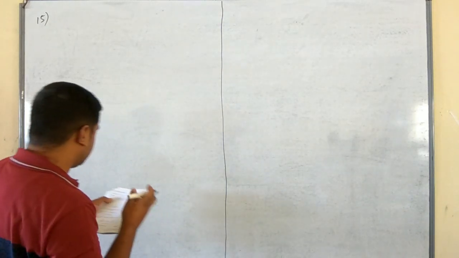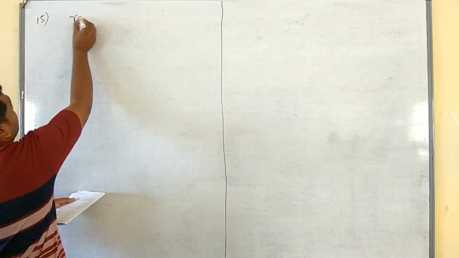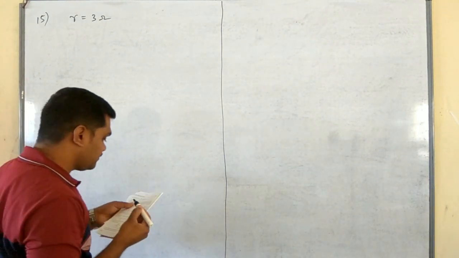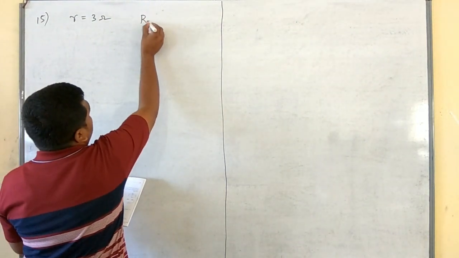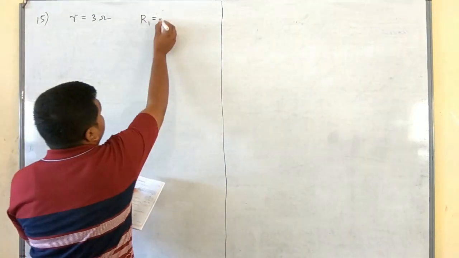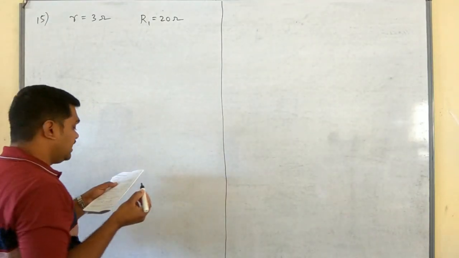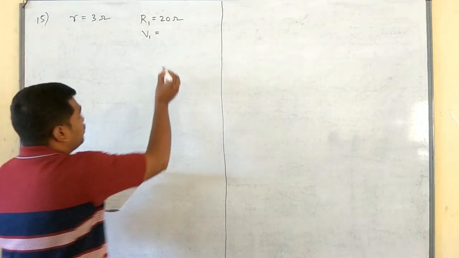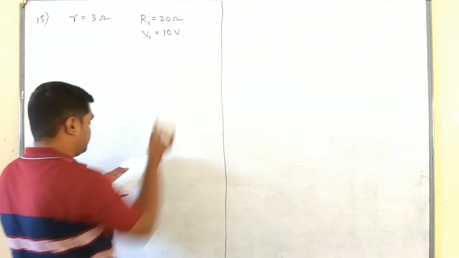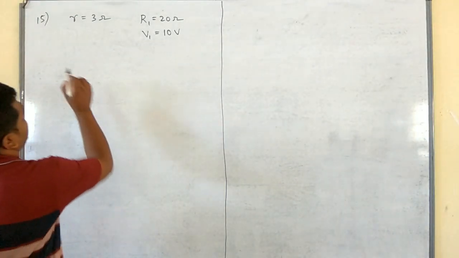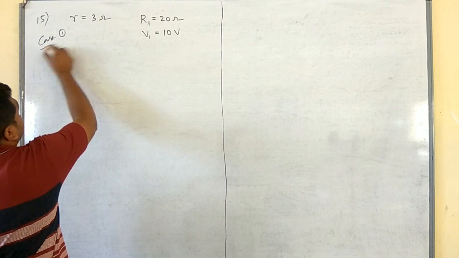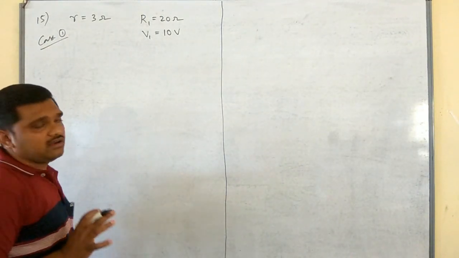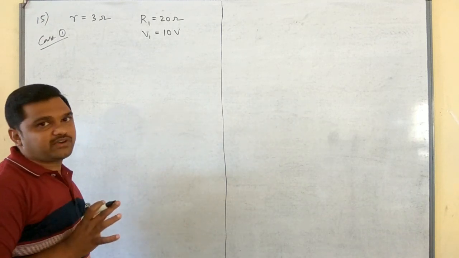Please remember, the internal resistance is represented by small r, which is given as 3 ohm. Initial case, R is given as 20 ohm. PD across the resistor, that is terminal PD, is given, that is V is equal to 10 volt. This is case 1. For case 1, this much data is given. Here we want to find out the EMF of the cell.